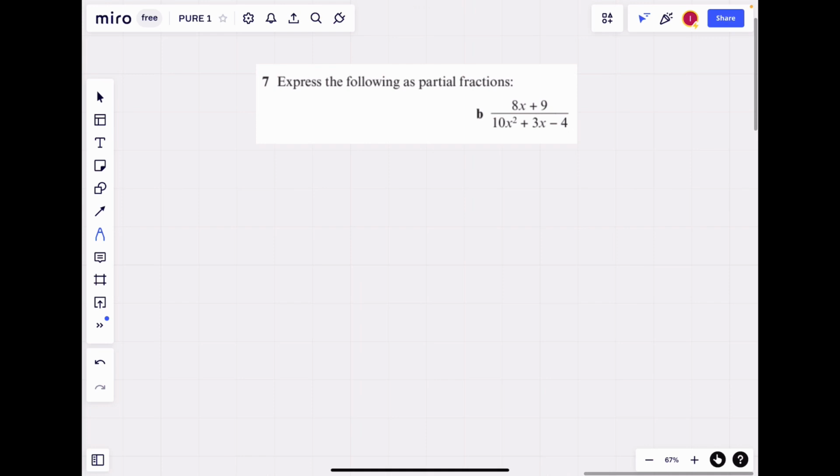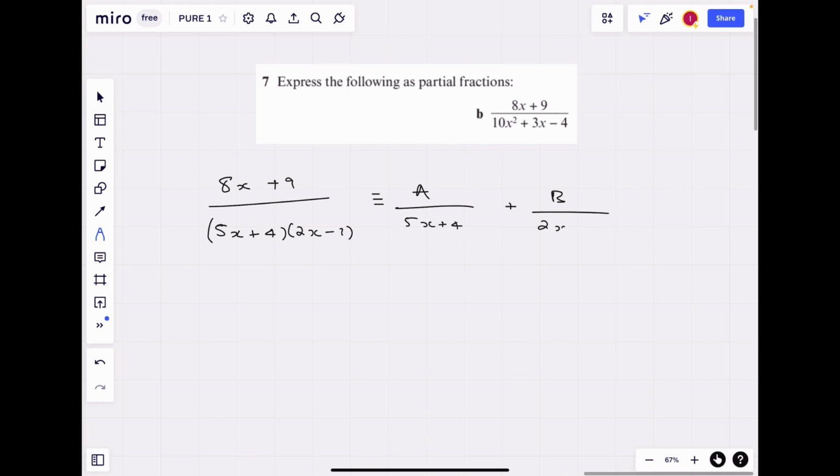Okay, step 1 is factorize that denominator. When you factorize, you get 5x plus 4, 2x minus 1. This is going to be equal to a over 5x plus 4 plus b over 2x minus 1.